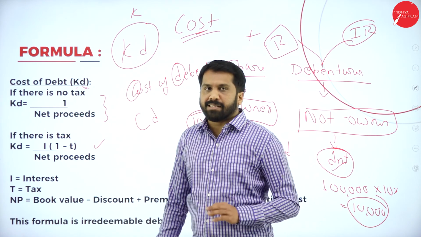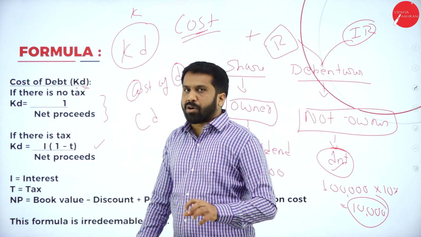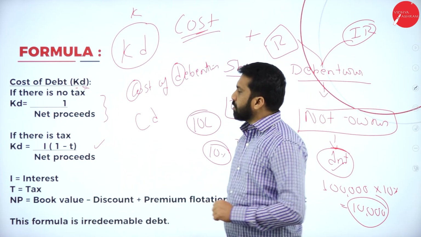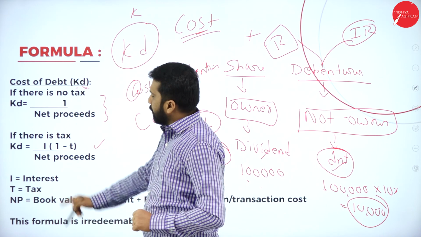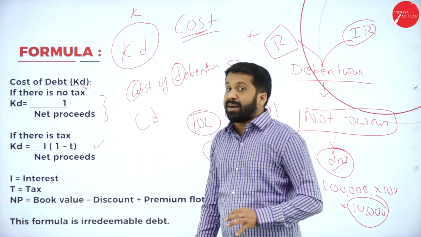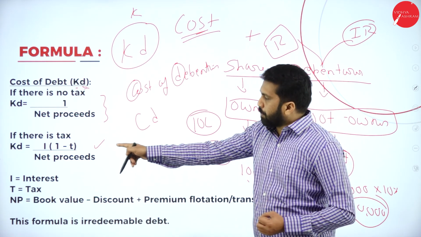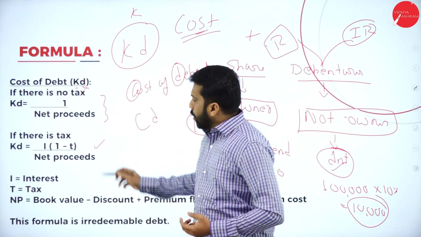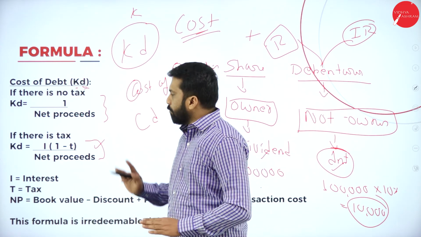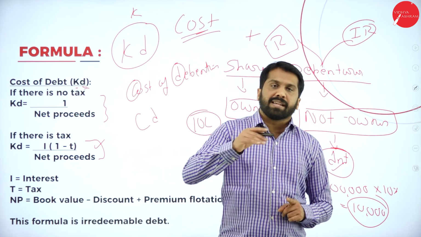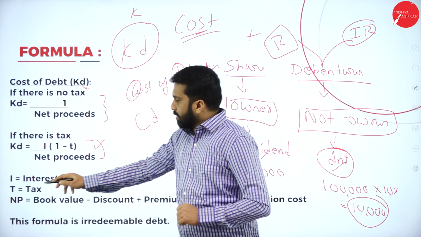If there is tax, cost of debenture is equal to I, not 1, it is an I. I into 1 minus T. I means interest, I'll come to that later. In the bracket, 1 minus T. 1 is just 1. Tax means it may be 30% or 40%. The percentage has to be deducted from 1. You will not understand now. While doing the problem, you will understand better. But just remember the formula: I in the bracket 1 minus tax, divided by net proceeds. Net proceeds. Now, I stands for interest.